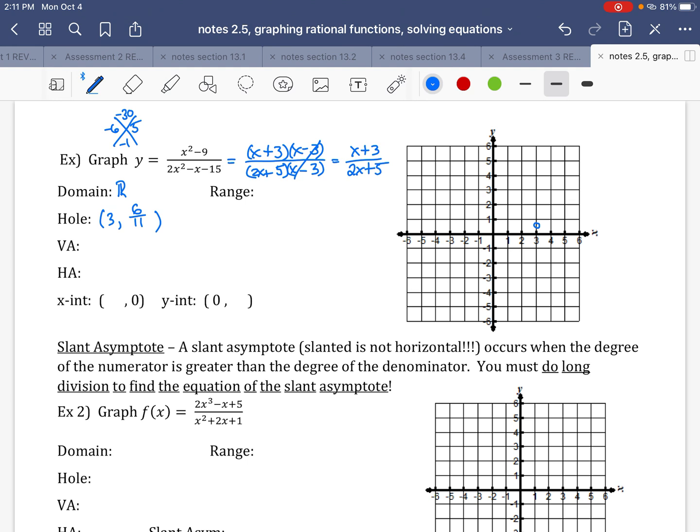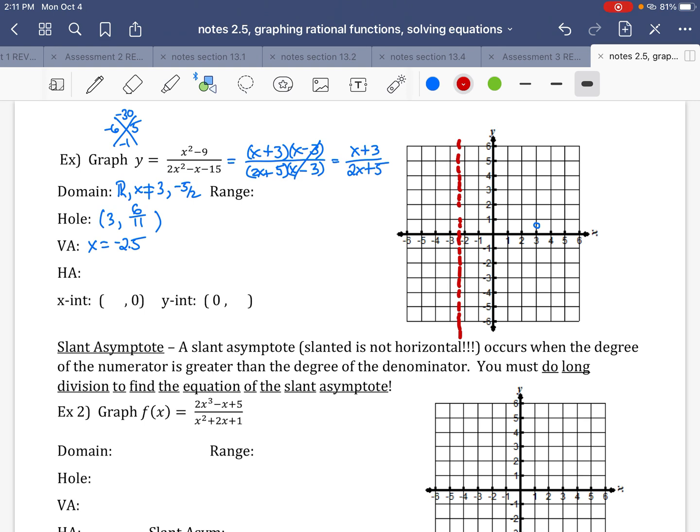Okay, so let's go back to my domain. So my domain is all real numbers where x cannot be anything that makes the bottom 0. So x can't be 3, that's why we have a hole, and x can't be negative 5 over 2. So my vertical asymptote is at negative 2.5, right? So let's go ahead and draw that. Okay, so negative 2.5 right here. I guess I could have drawn a line there, but don't need to be fancy.